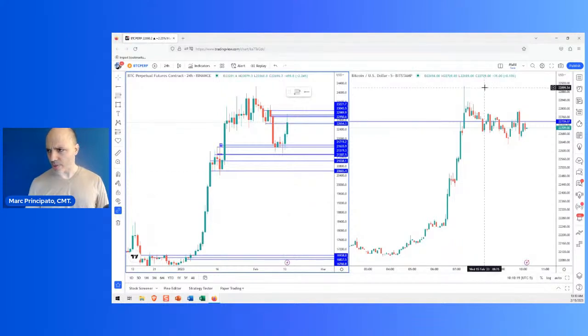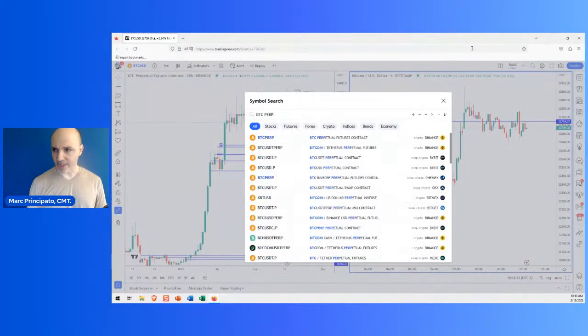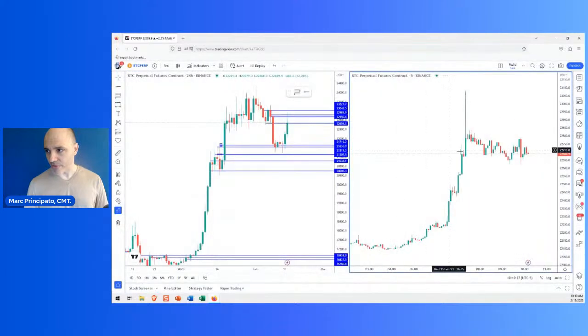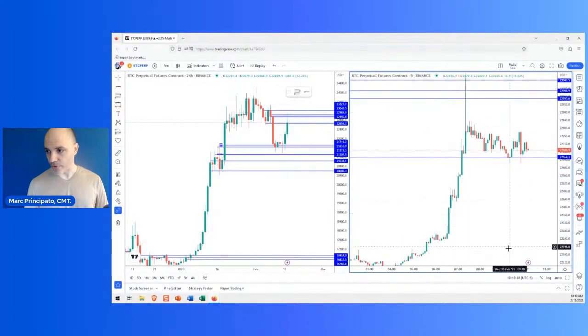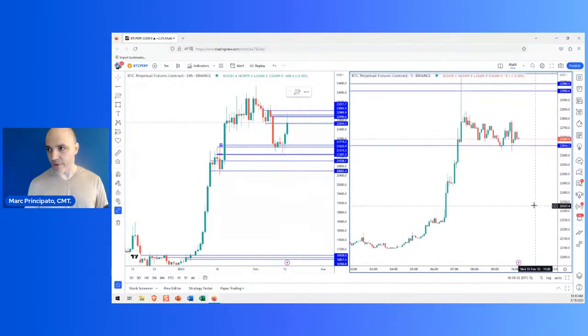Switch to the perp chart. Let's switch to the perp chart over here too. BTC perp. I'm picking Binance because it's the first one on the list. You choose whoever you use. So if you use Coinbase, Binance US, whatever, you use that data feed.